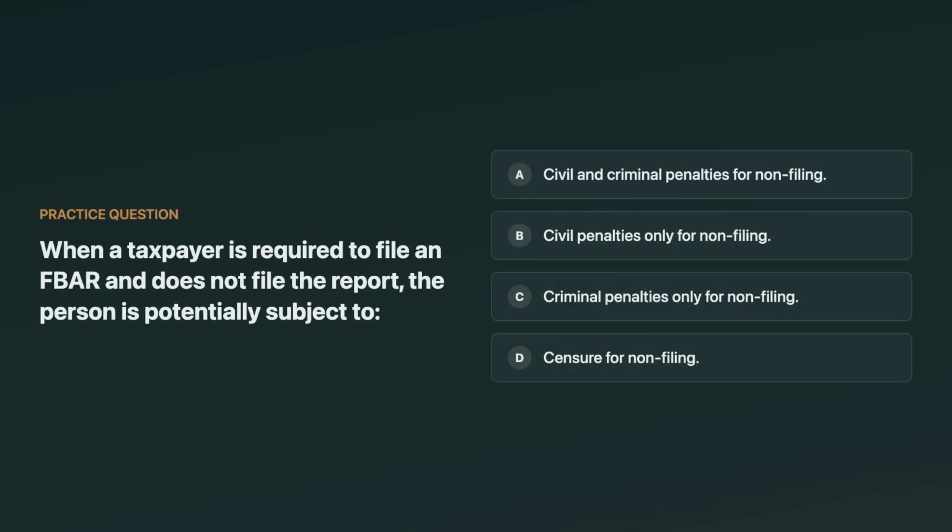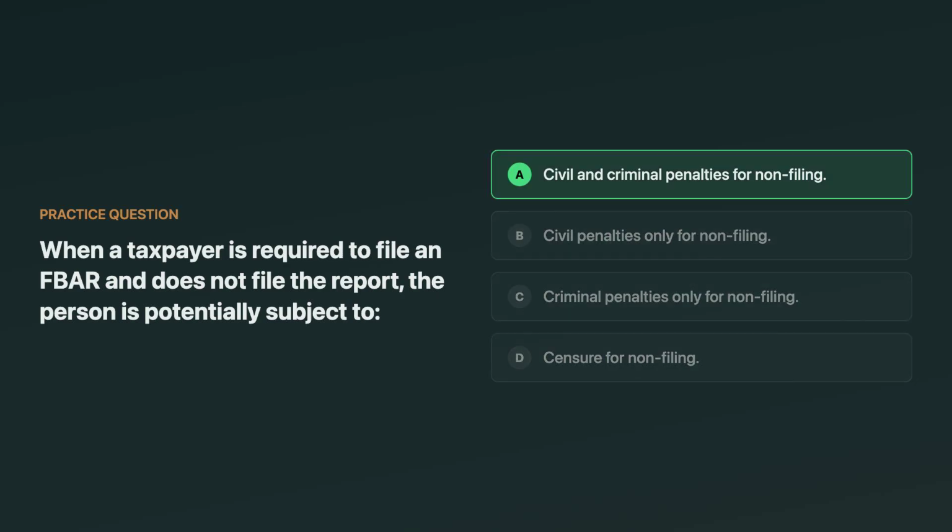When a taxpayer is required to file an FBAR and doesn't file it, what penalties are they potentially subject to? The choices include civil and criminal penalties, only civil, only criminal, or just censure. Think about what the government can do when foreign account reporting is ignored.